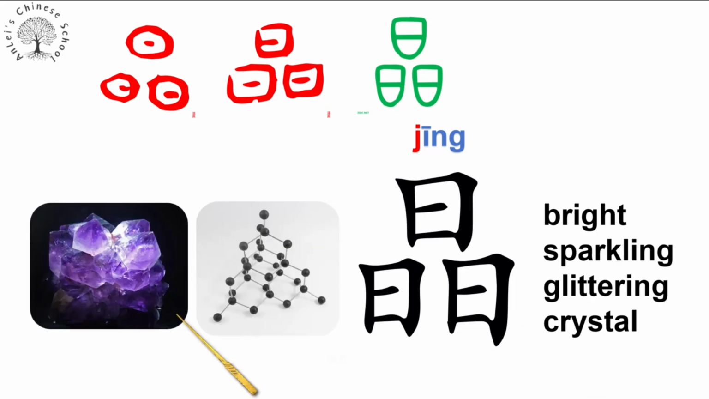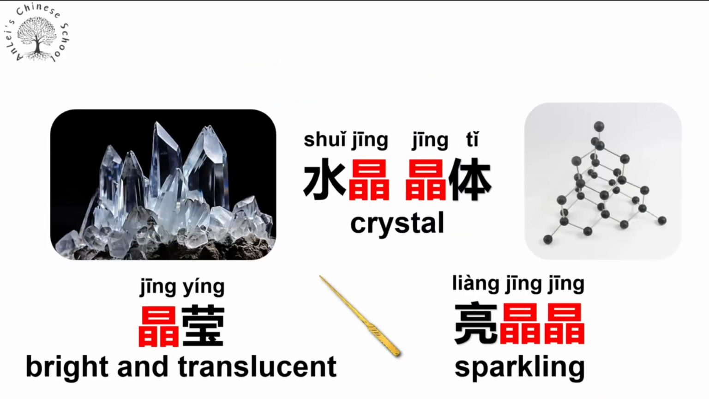The ancient Chinese noticed that crystals were always bright and sparkling, and the arrangement of the three Ri characters also resembles the form of a crystal. The character Jing can form several words, both Shui Jing and Jingti, a crystal. However, Chinese people realized this kind of crystal is transparent like water, so we call it 水晶, water crystal.